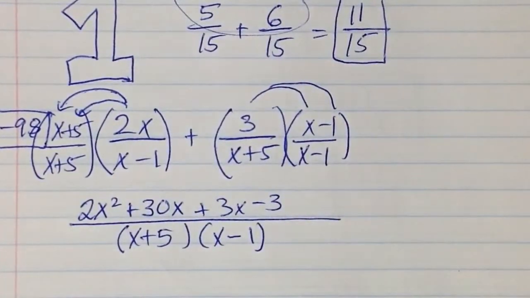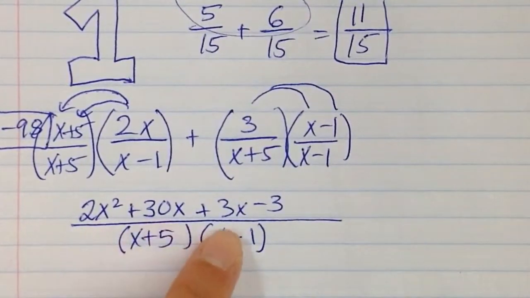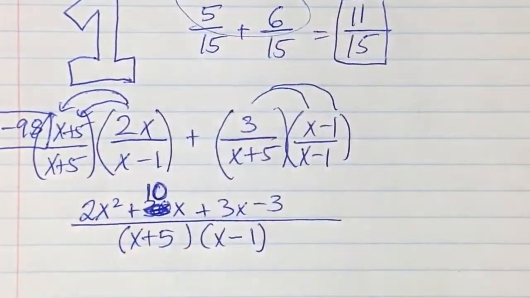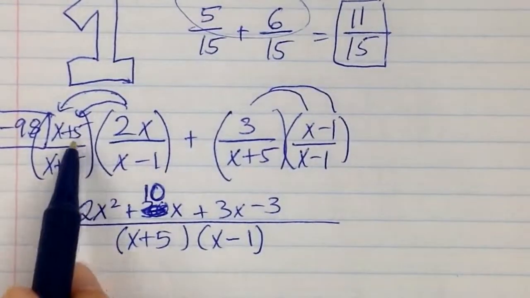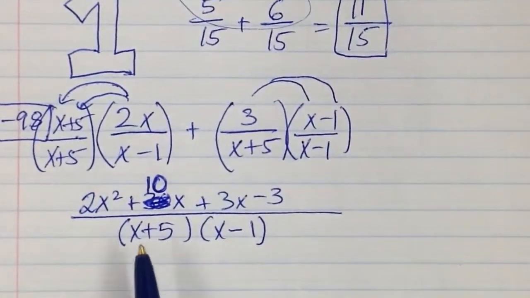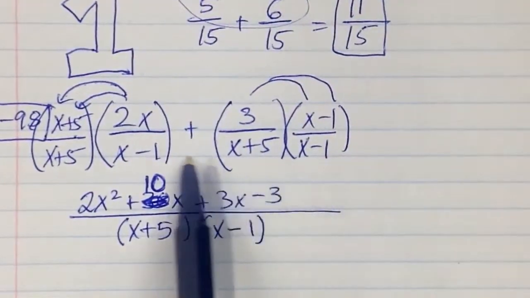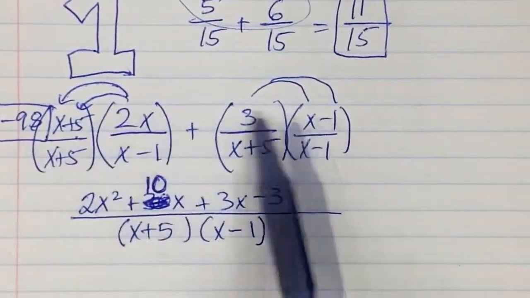Did I mess up somewhere? I forgot to do the other one. 2x squared plus 10x. Thank you, 10x. I was thinking that was a 15, it's a 5. My sloppy writing. Okay, you never have to multiply the denominator out. You only have to combine like terms in the numerator. So do not multiply the denominator. We just did it in the numerator.